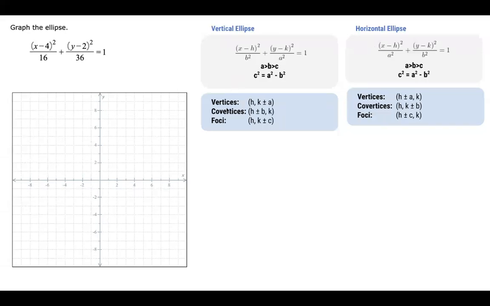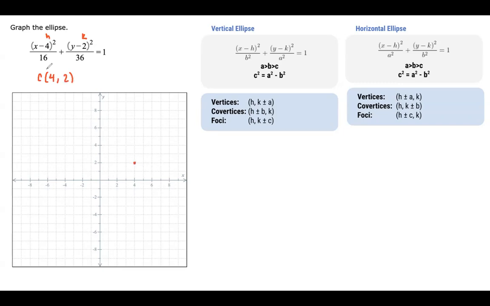Hello, we're going to learn how to sketch an ellipse, and you'll see that there's not much to it. The first thing that you need to consider is the center. The center of the ellipse is just like the circle. You have x minus h and y minus k. So the center of this ellipse is at 4, 2. So let's go to 4, 2.